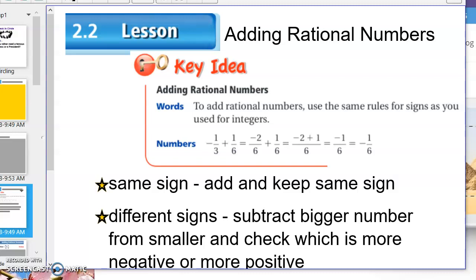All right, welcome to my lesson for 2.2, adding rational numbers. First thing we talked about yesterday, rational numbers are decimals and fractions, both positive and negative. So those are the types of numbers we're going to be working with today.